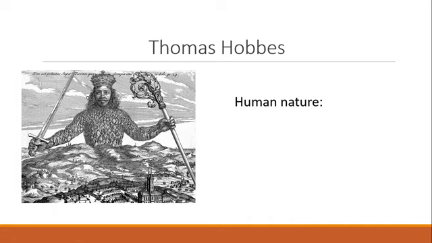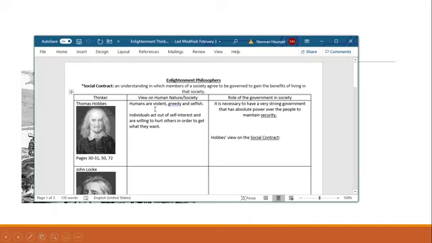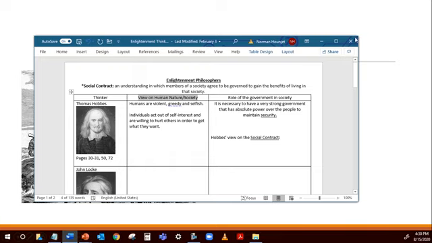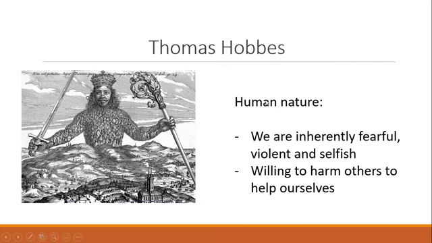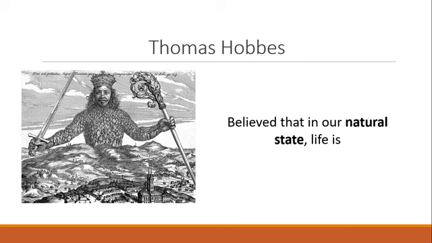Well, let's discuss his views on human nature. You've got your paper with you. All right, his views on human nature. Oh, I already gave you the answers for this one. You guys are lucky. He believed that humans are pretty bad. He didn't think humans are very good. He thought that we are fearful, violent, selfish, and pretty willing to hurt other people just to help ourselves. That's what Thomas Hobbes believed about humans.